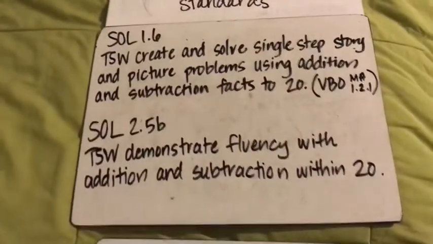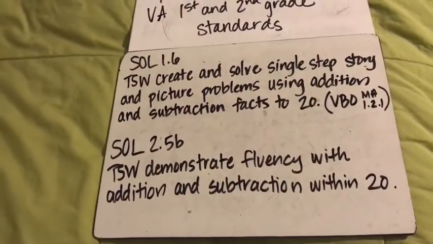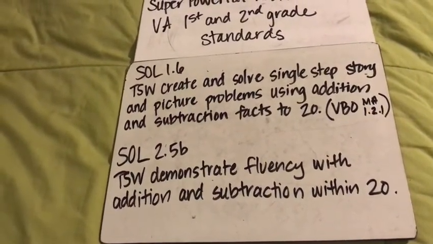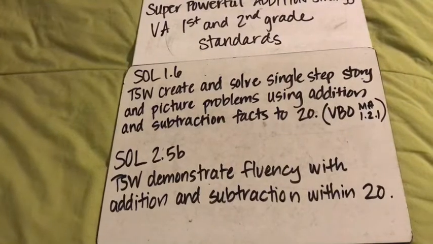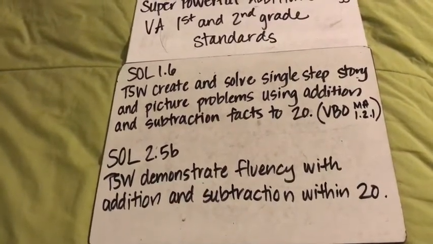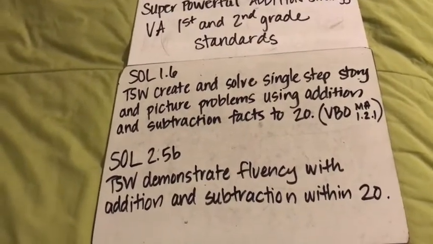Here's the specific standards. For first grade, the student will create and solve single-step story and picture problems using addition and subtraction facts to 20. That's the VBO right next to it. And then in second grade, students will demonstrate fluency with addition and subtraction within 20. I forgot to write the VBO for that one.